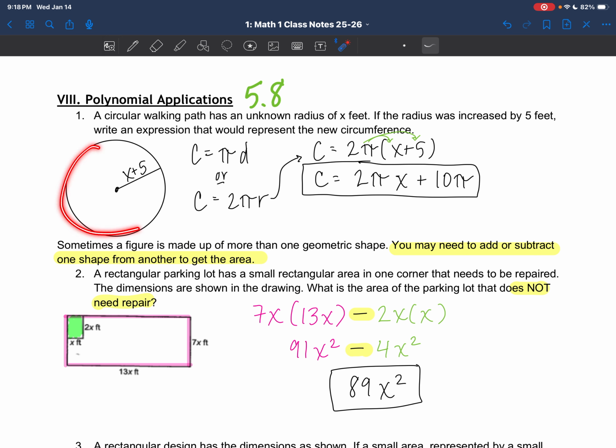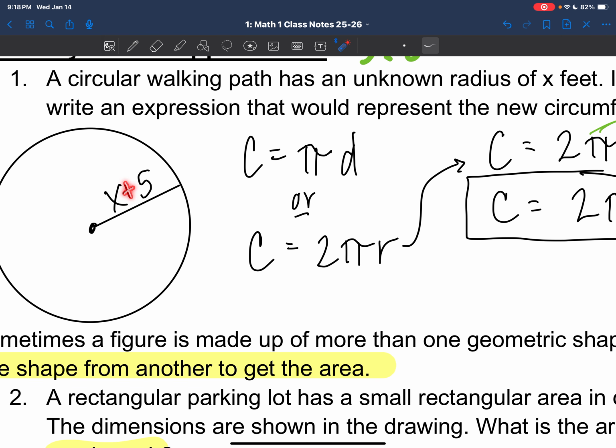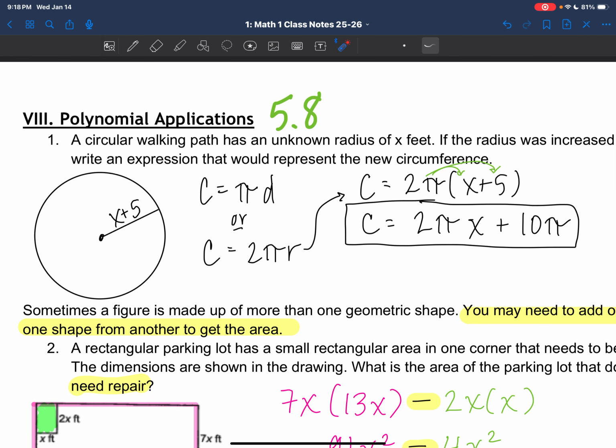So I'm drawing a circle, and then there is a radius. Remember, the radius goes from the center of the circle to the outside, and it can be anywhere. So it could be here, or here, whatever. I just drew a radius from here to here. And it says the radius was increased by 5 feet. So if it was originally x, it was increased by 5. So now this is your new circumference.